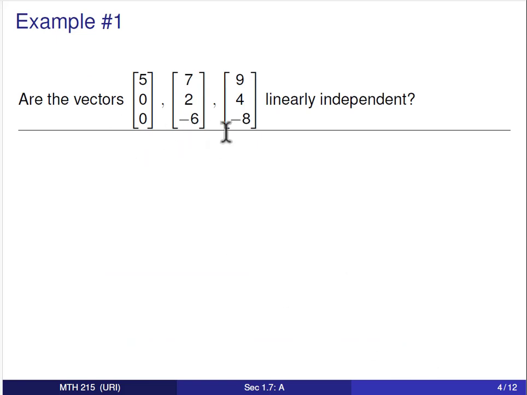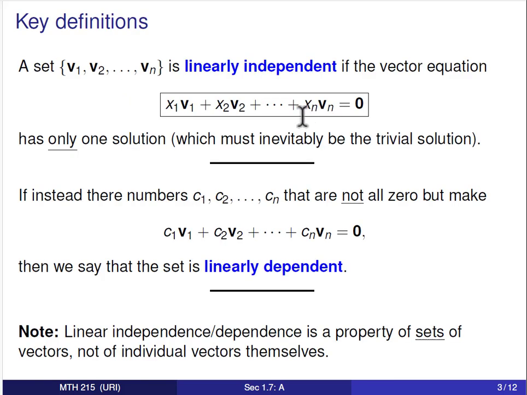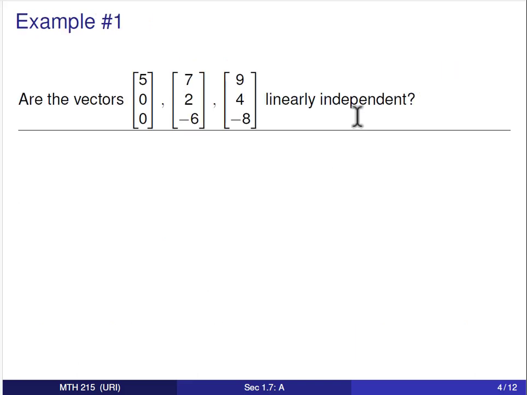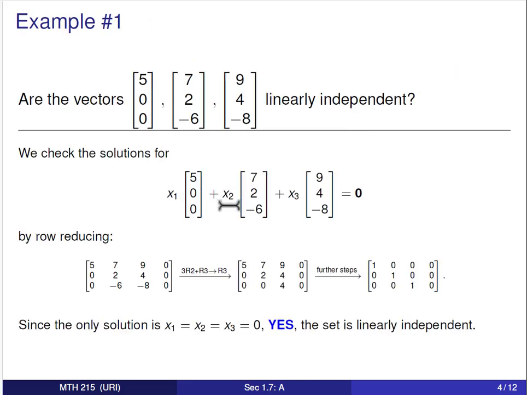We've got here a collection of 3 different vectors, and we want to ask, are these vectors as a collection linearly independent? Vectors 5, 0, 0, 7, 2, negative 6, and 9, 4, and negative 8. All right, so now how do we decide this? Well, we remember our definition. Remember, our definition says that they'll be linearly independent if the only way to attach coefficients to them to make the zero vector is to put zeros everywhere. So we're going to check that. We're going to see, is there a choice of coefficients that would make this expression equal to the zero vector?